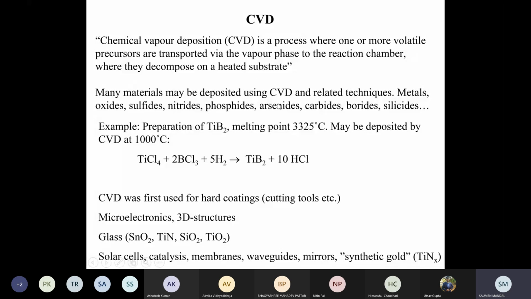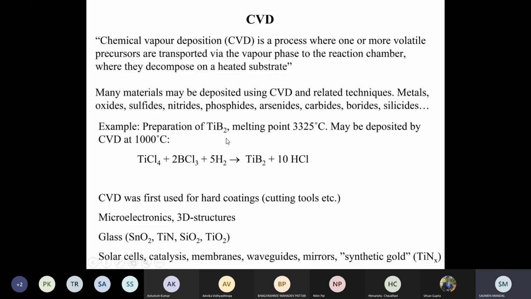Some unique advantages: many materials may be deposited using CVD and related techniques, like metals, metal oxides, sulfides, nitrides, phosphides, arsenides, carbides, borides, silicides. So this is the range of materials you can deposit.